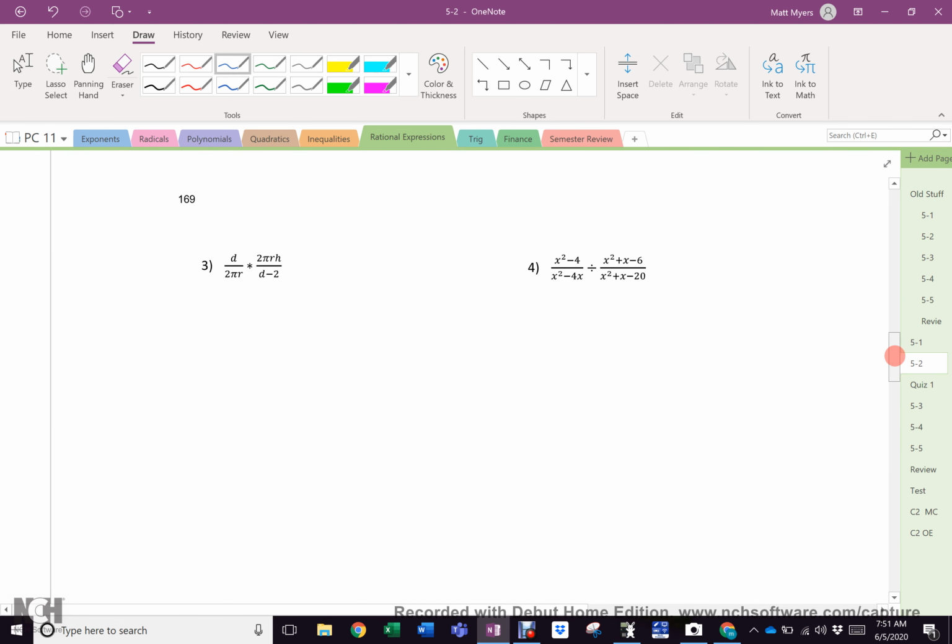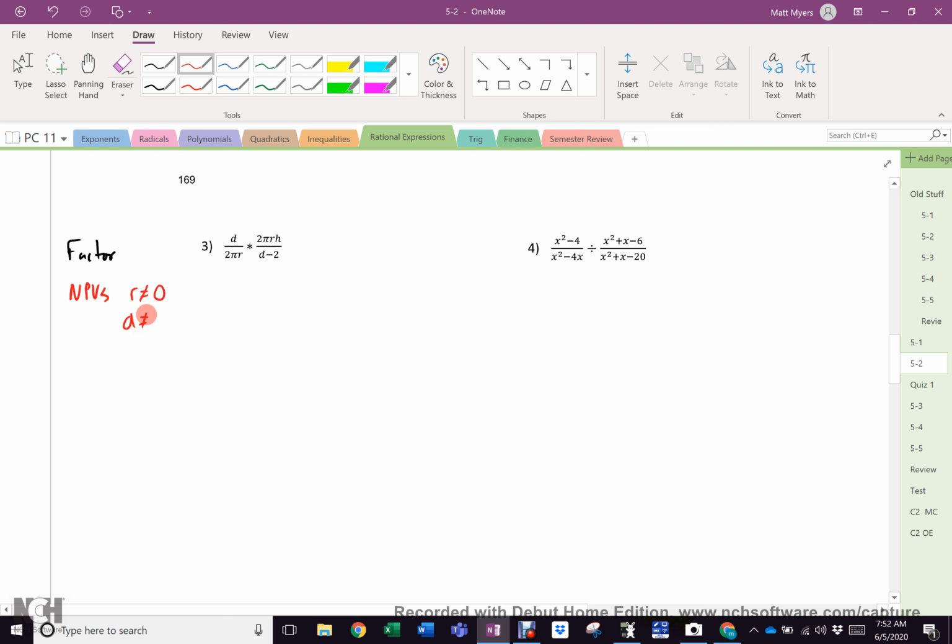Alrighty. So let's have a look at this one. Again, step 1, always factor. Where can I factor? Not very many places. So factoring doesn't need to happen. So step 2 is NPVs. So r can't equal 0, because if r is 0, 2 pi times r is 0. And d can't equal 2, because 2 minus 2 would be 0. Then 3, cancel. D over d minus 2.